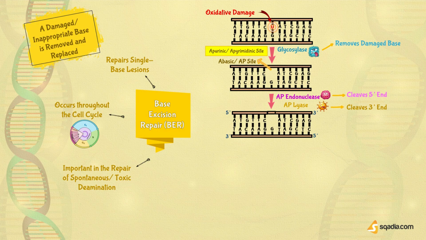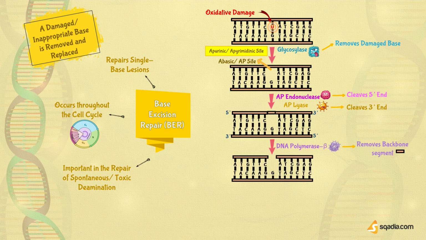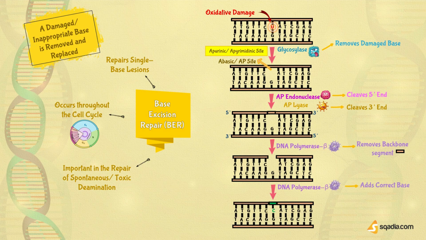But the story does not end here. Another enzyme, called DNA polymerase beta, then removes the damaged region, using its 5' to 3' exonuclease activity, creating a nick. And then, it fills this gap by adding the correct nucleotides, using the complementary strand as a template. This nick is then sealed by an enzyme called DNA ligase.